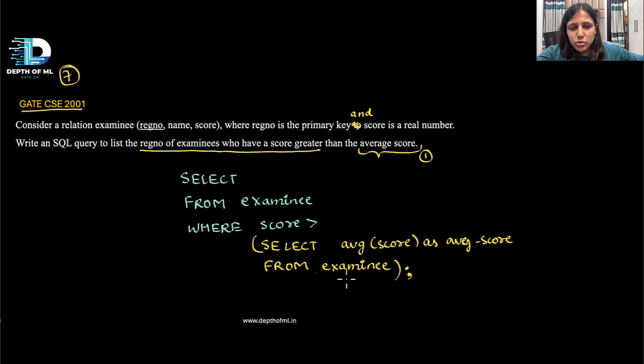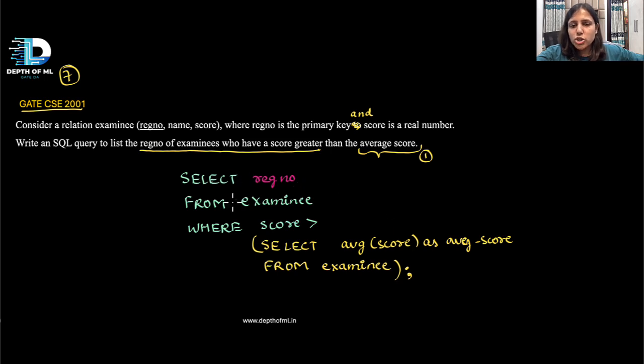So this particular thing is the average score. And now what do you want to select? You want to list the registration number. So we will do distinct. And anyways, this is the primary key, so we need not use distinct. We'll just say reg number. Fine. So this is your query.